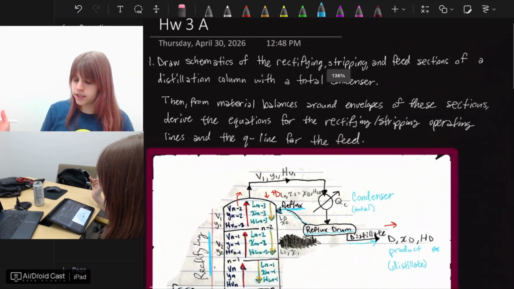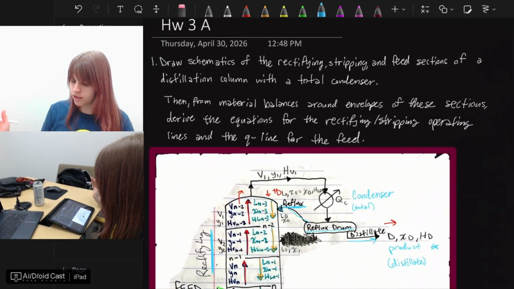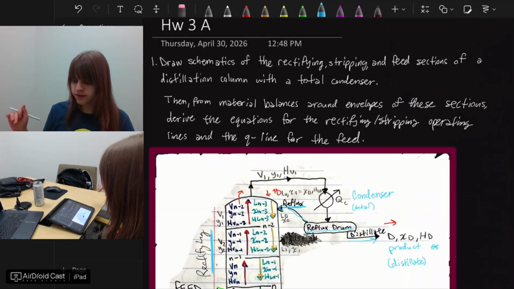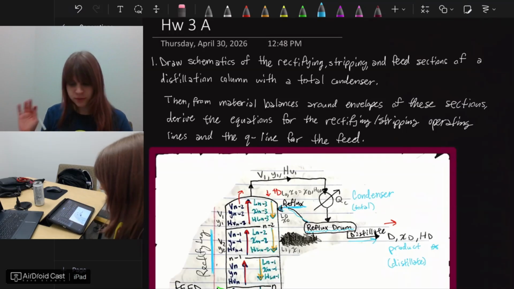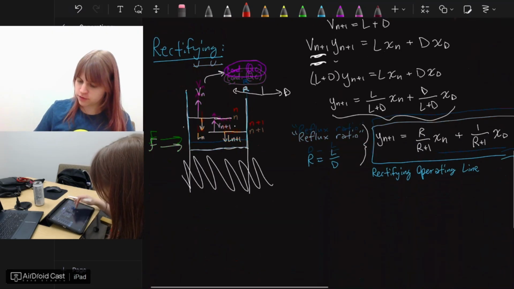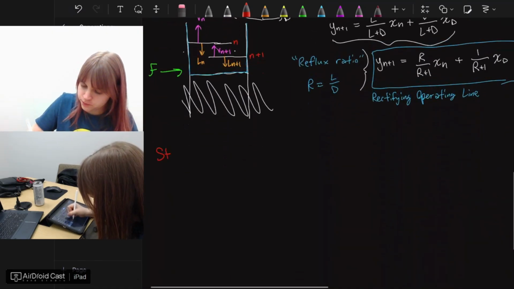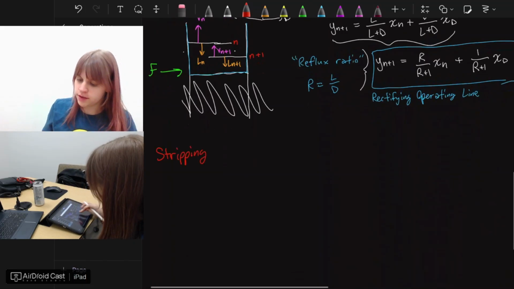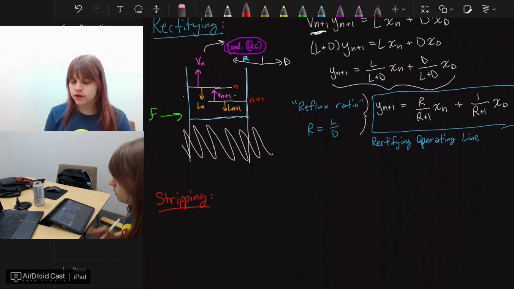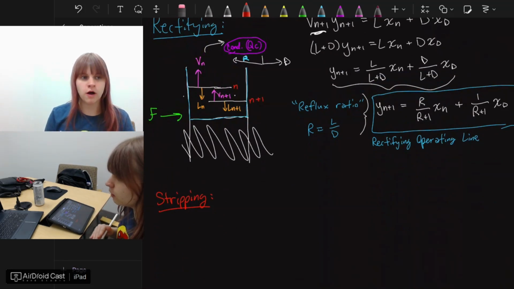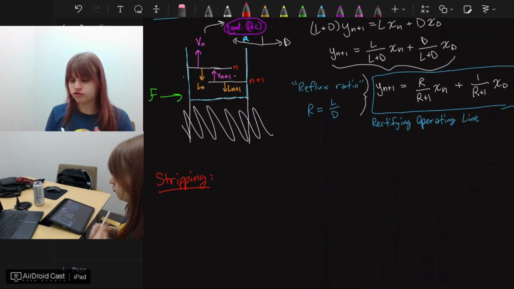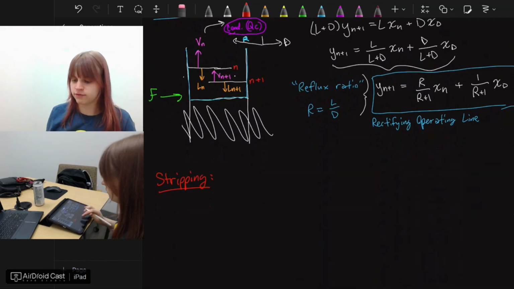So we've done the schematic and the equation for the operating line. And so what we want to do next is I'm going to do the stripping next and then the feed later on. So now for the stripping section, basically opposite of what I said for the rectifying section, this lower part of the column removes the volatile component from the liquid and transfers it into the vapor as that rises up.